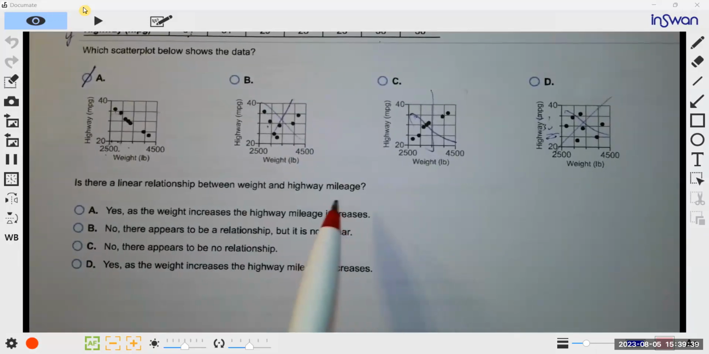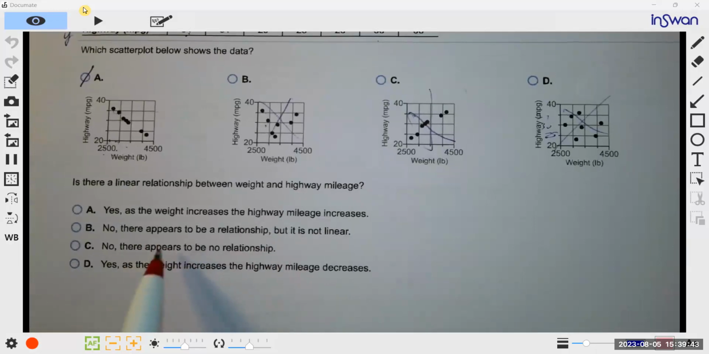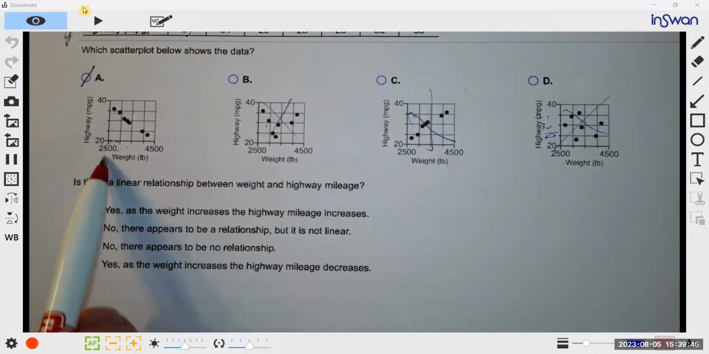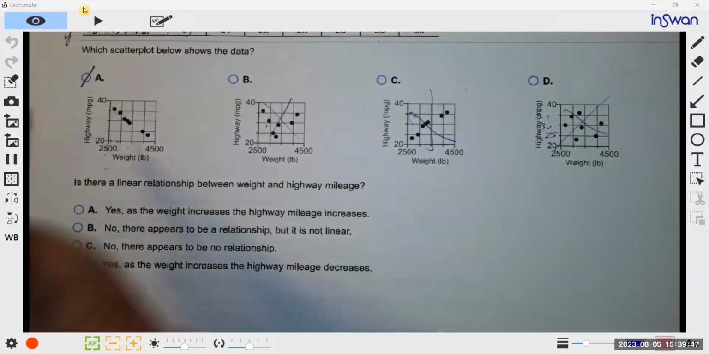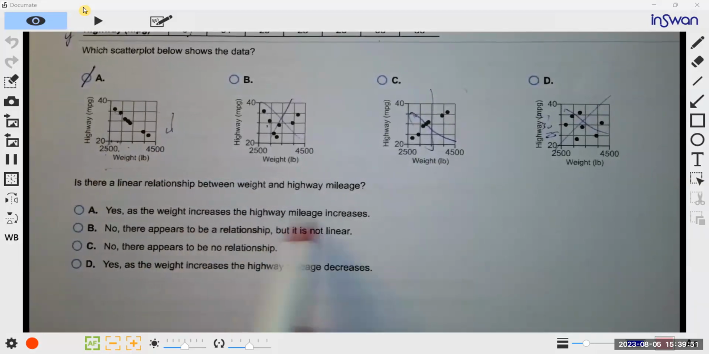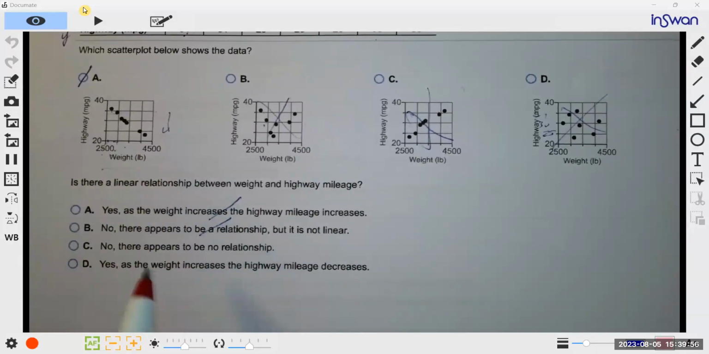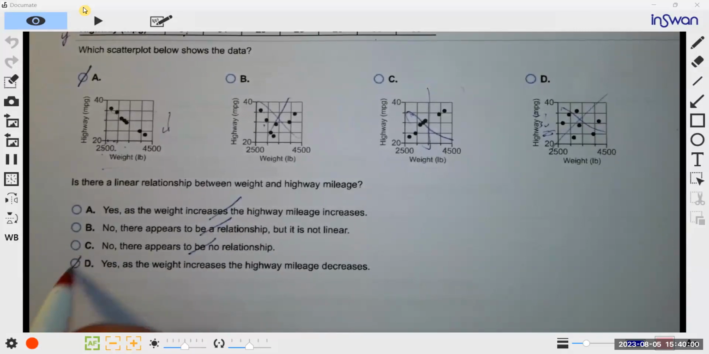Is there a linear correlation between weight and mileage? Yes. As the weight increases, the miles decrease. Increase, that's wrong. No, there is a correlation. So as weight increases, mileage decreases, so it's got to be D.